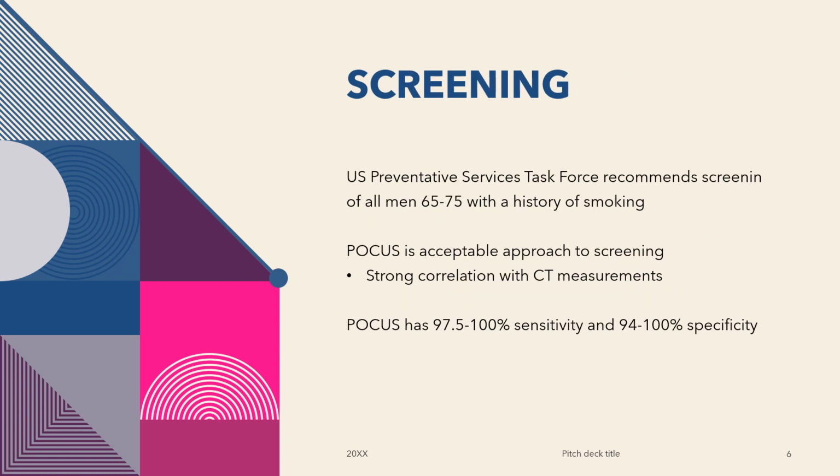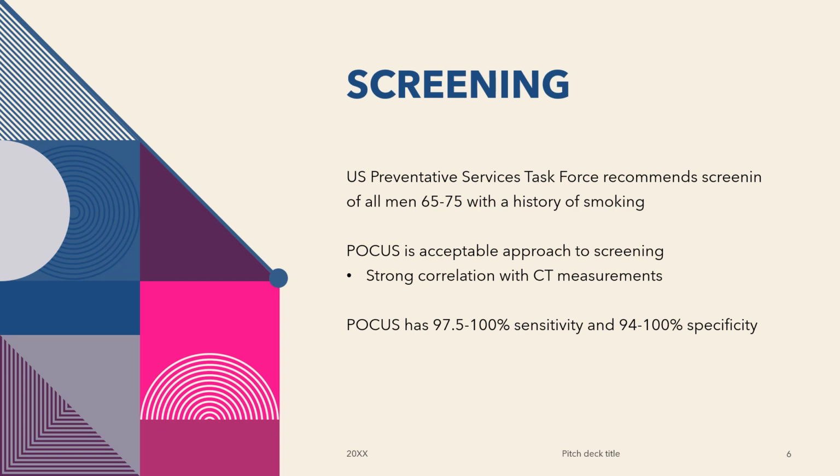So screening for abdominal aneurysms is typically pretty easy. The U.S. Preventative Services Task Force recommends screening of all men 65 to 75 with a history of smoking. That could also include people with high blood pressure or people with connective tissue diseases. Now, oftentimes these patients will be referred to a radiology department to have a full scan. However, it might be an option to do a point of care ultrasound screening just to take a quick look and identify if they need that full scan or not.